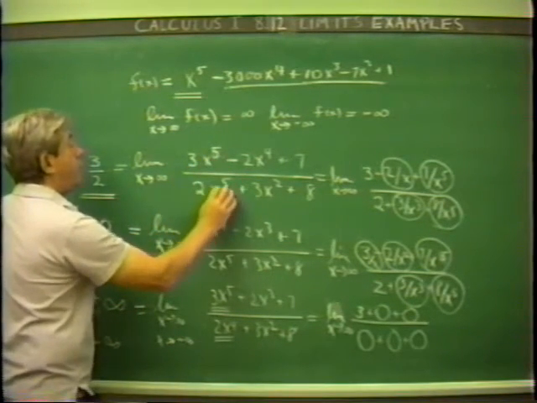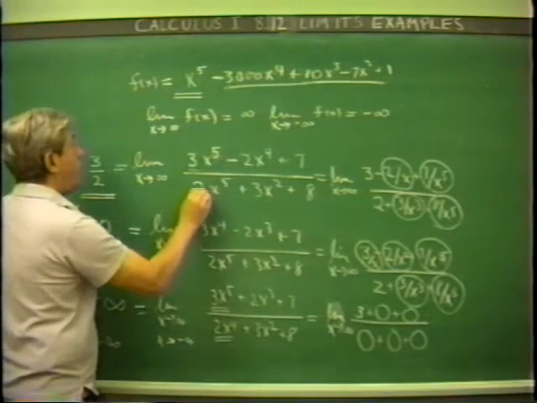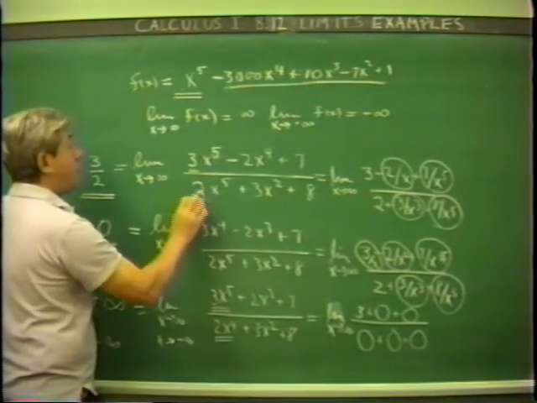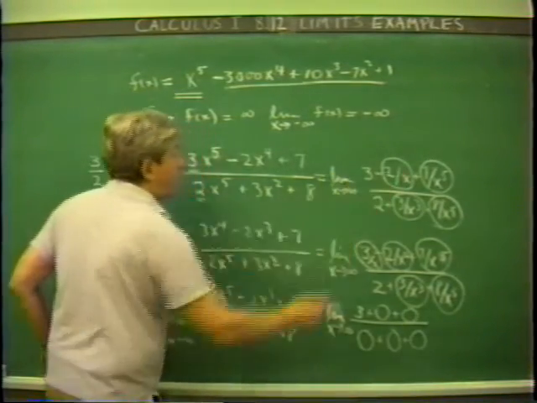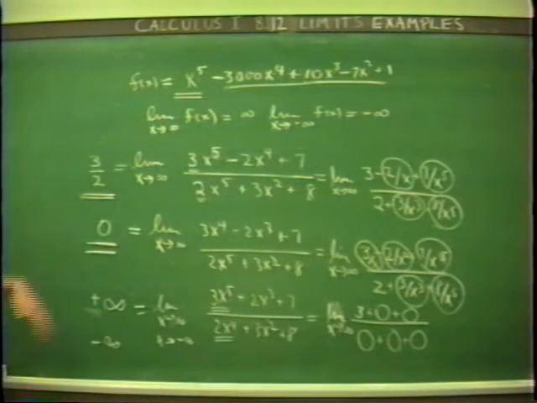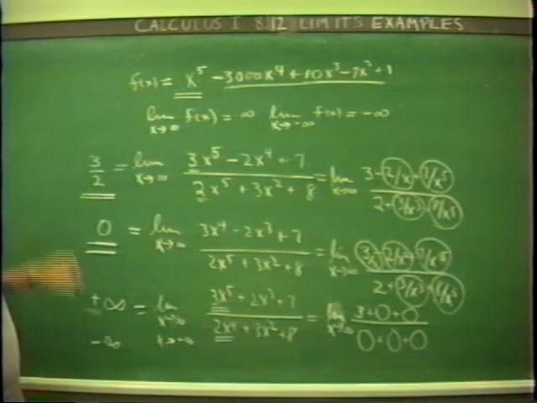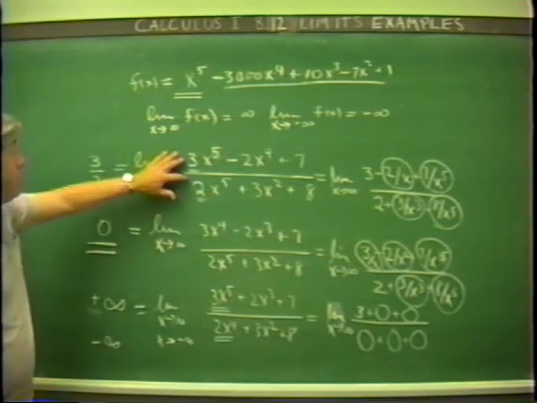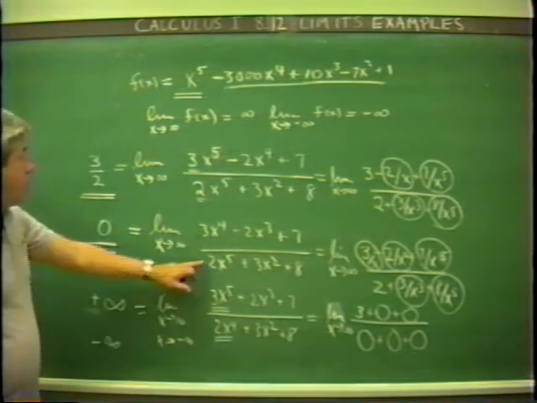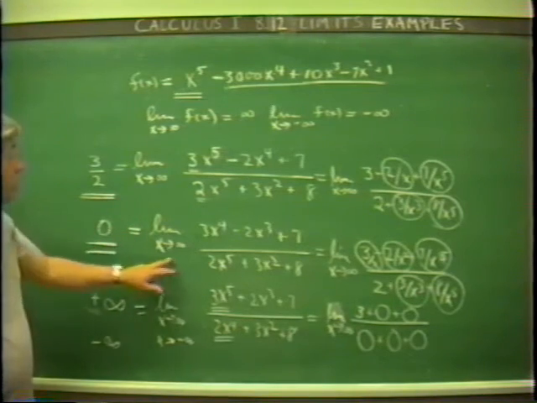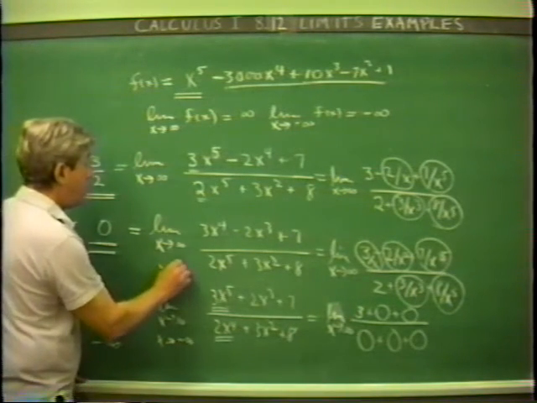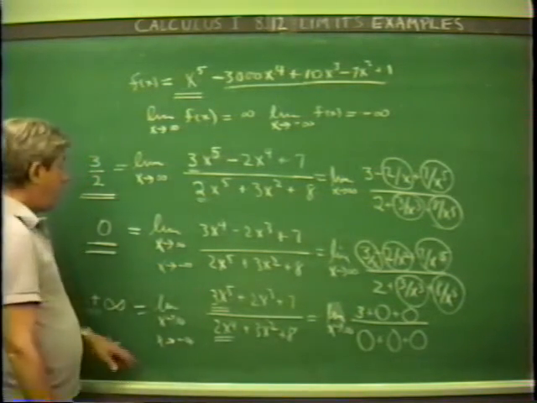So in order to determine what happens to the ratio of two polynomials, you can inspect if the highest powers are the same in numerator and denominator. The limit, you can do this by inspection or use the simple method here of dividing by x to the highest power. By inspection, you get that the limit is going to be the ratio of these coefficients.